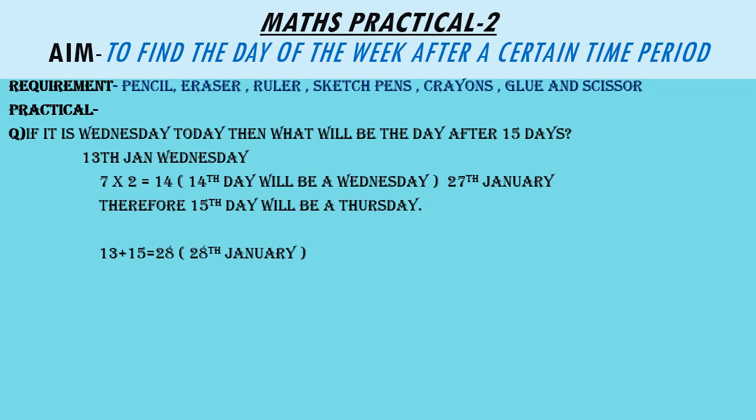I hope it is clear to everybody how we will find out the day of the week just after a certain period of time. What I have done here is I have found the multiple of 7 near around 15. So we got 7 twos are 14. That means just after 7 days of 13 will be a Wednesday, and just after 14 days, which is a period of 2 weeks or a fortnight, will be Wednesday again. So if the 14th day is a Wednesday, the 15th day will be a Thursday.